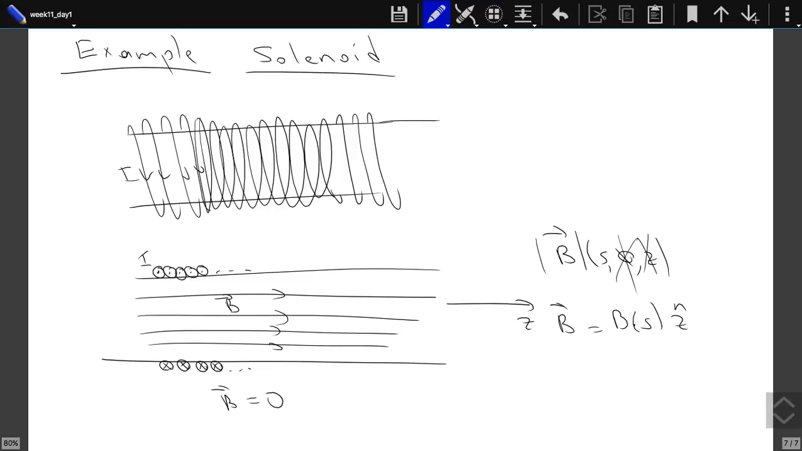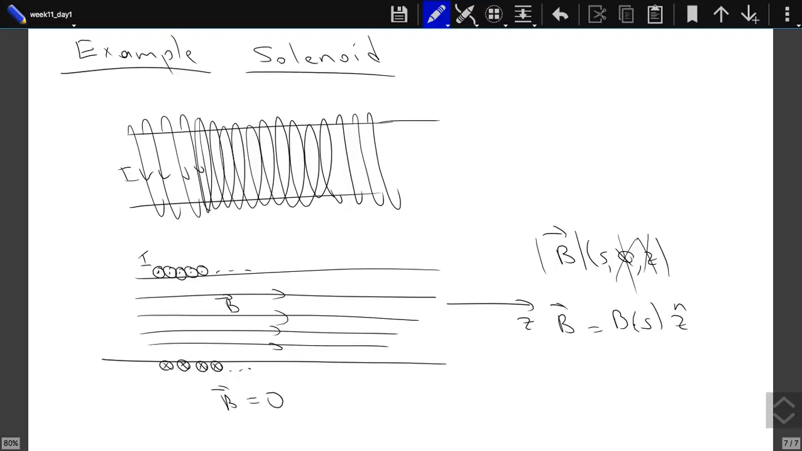Now, B_s is in the z direction. I don't know whether it's in the positive z or negative z direction, although in this graph I plotted it assuming it's in the plus z direction. Well, we can derive it. We can actually show it. If B_s turns out to be positive, then B is in the positive z direction. If B_s turns out to be negative, then it will be in the minus z direction.